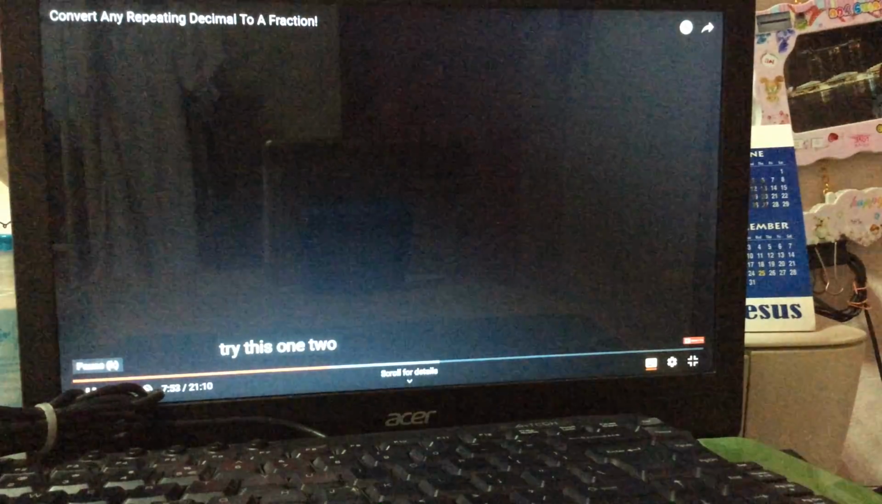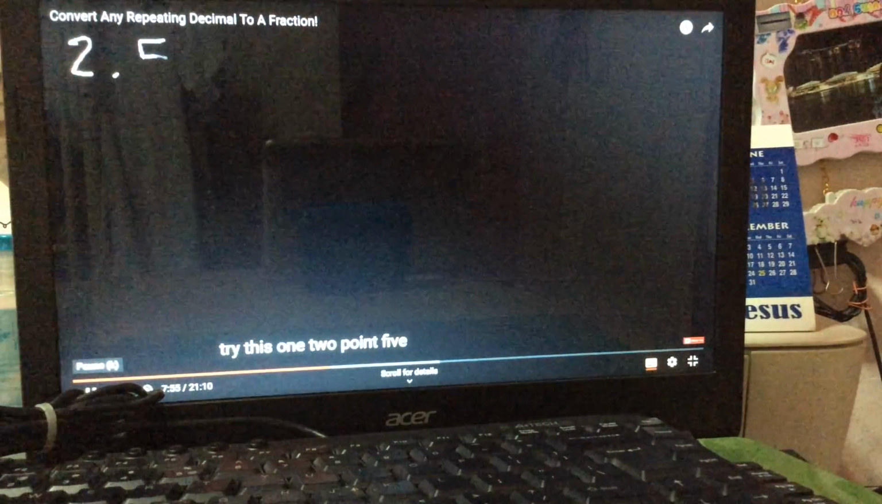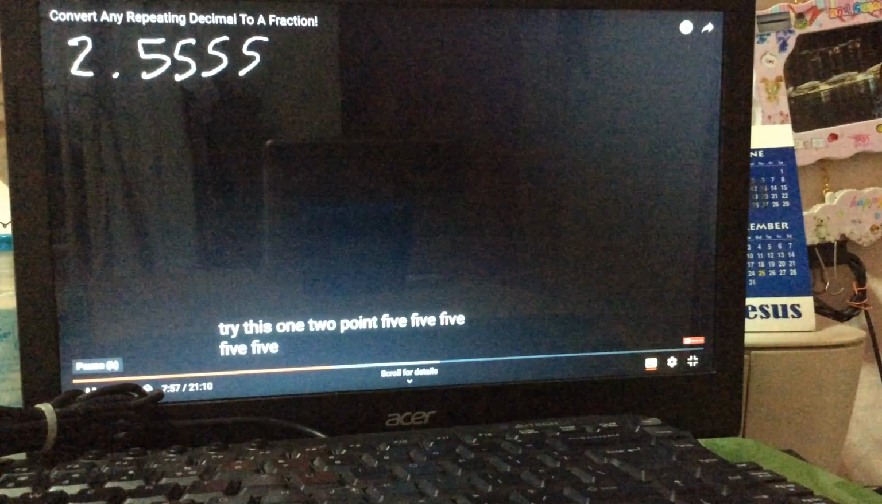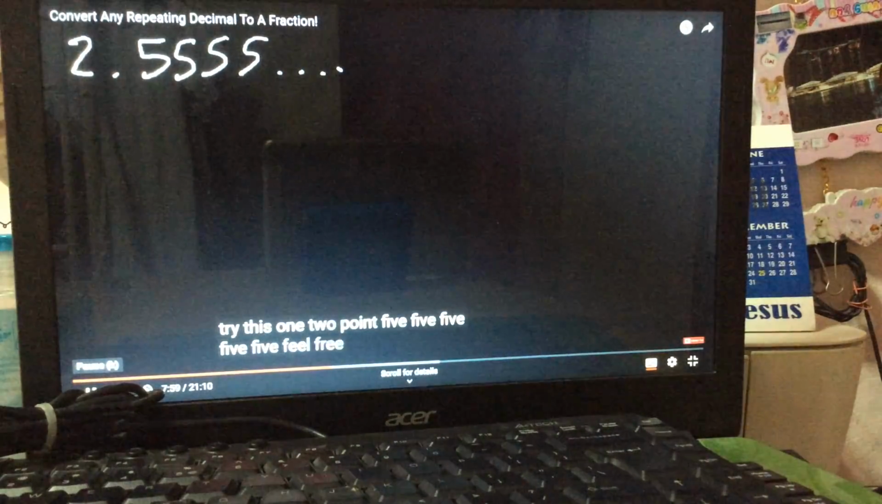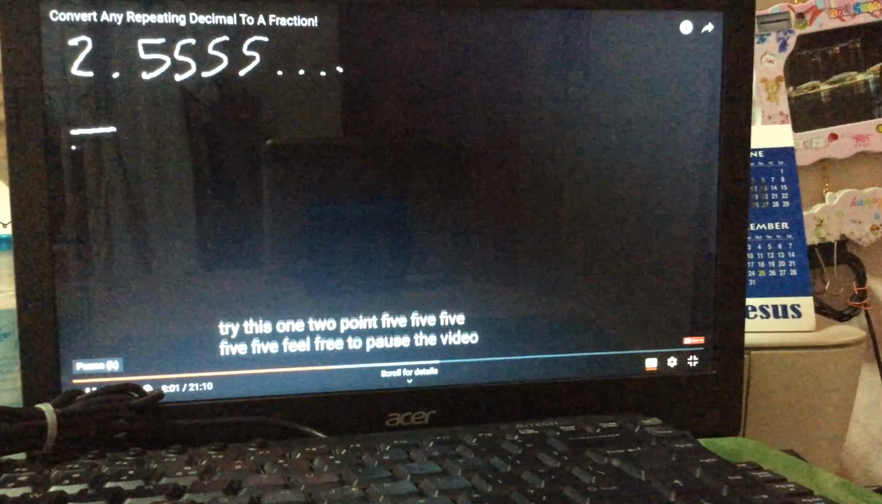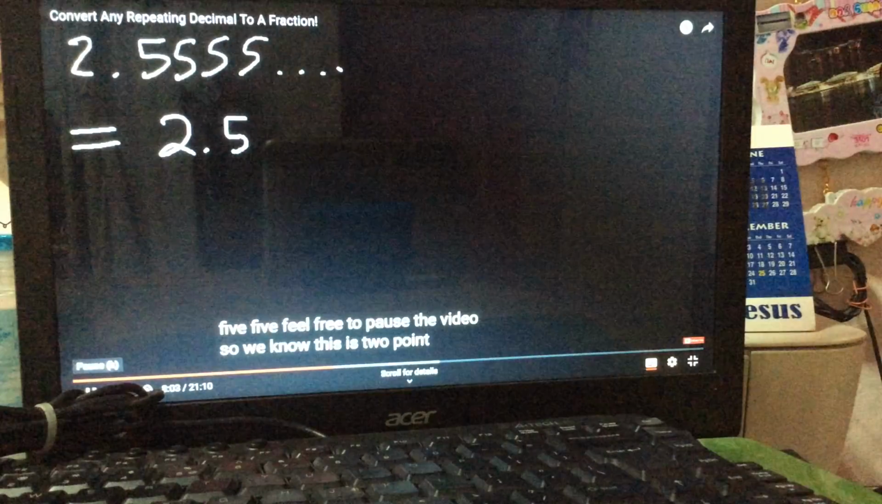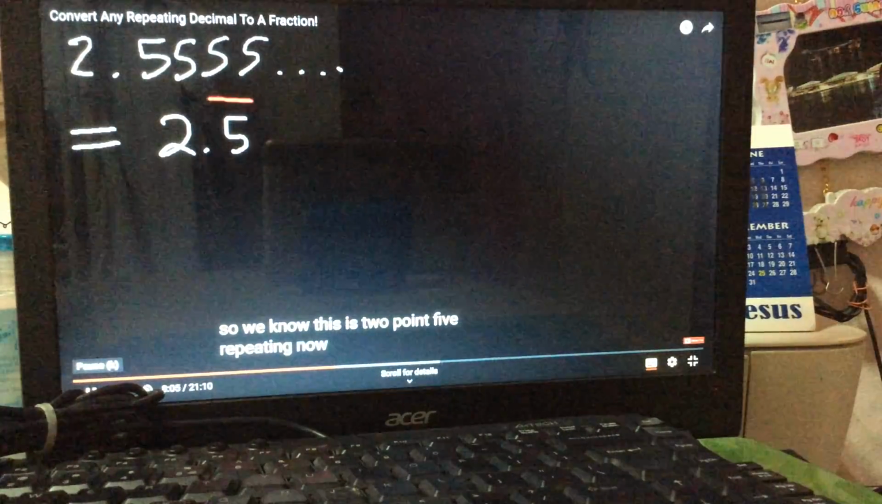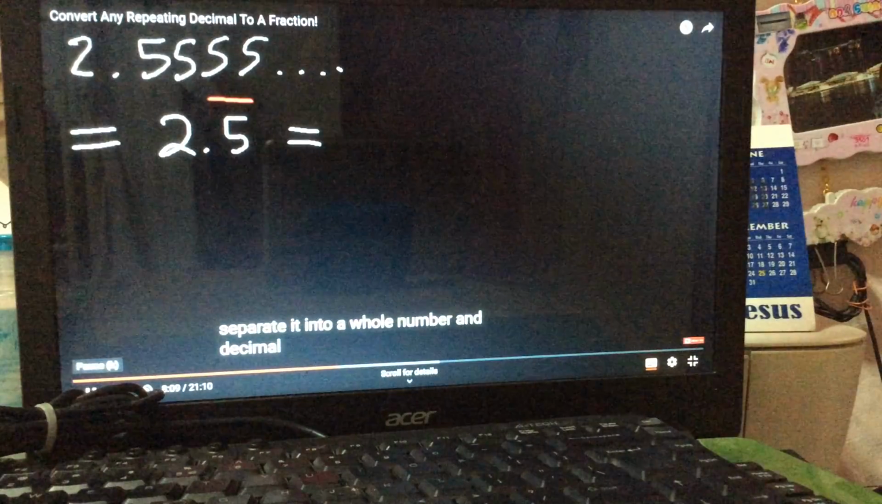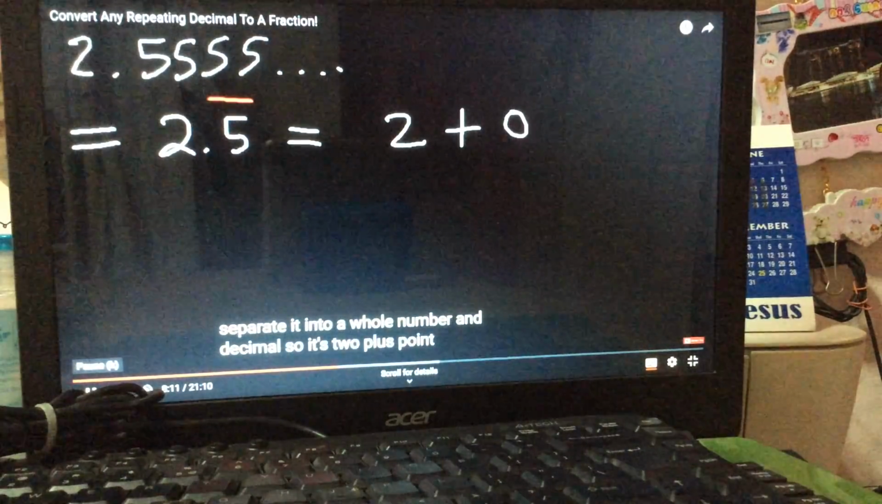Try this one: 2.55555. Feel free to pause the video. So we know this is 2.5 repeating. Now what you want to do is separate it into a whole number and decimal. So it's 2 plus 0.5 repeating.